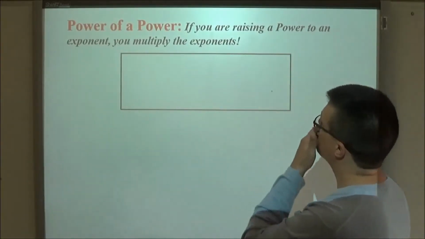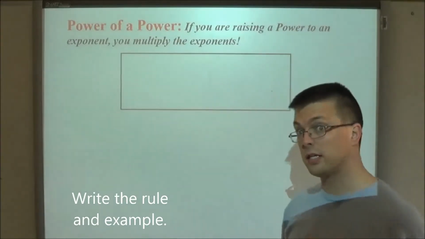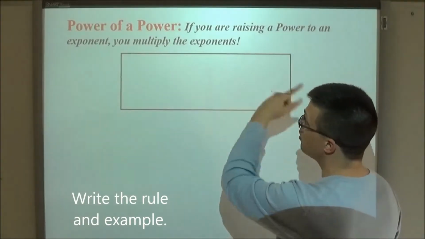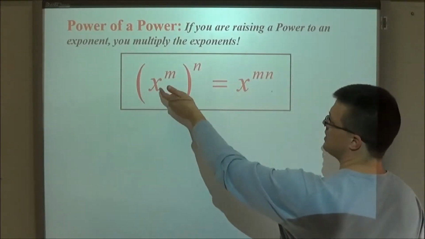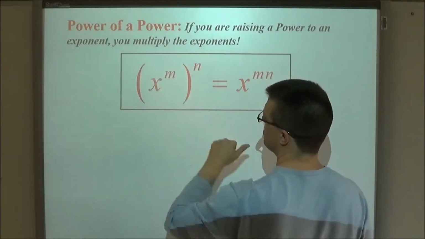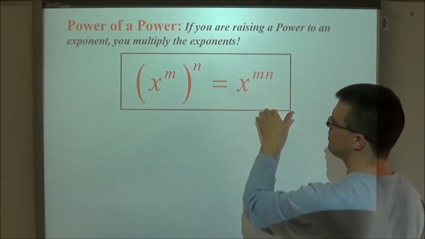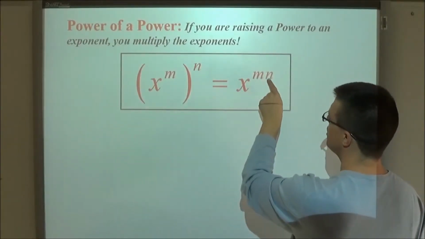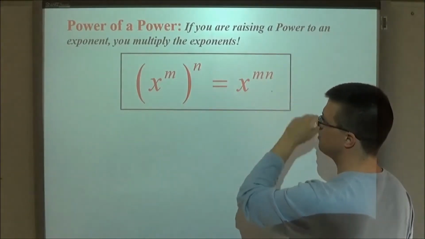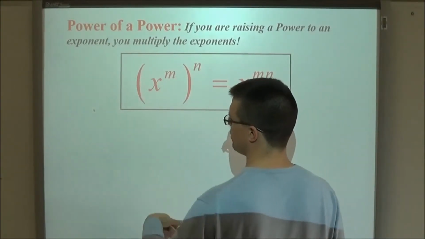So if you're raising a power to an exponent, or you can say a power to a power, or an exponent to an exponent, you multiply your two exponents together. So if you have x to the n power, and that here is being raised to the n power, that means what you can do to find out what exponent should really be on the x is multiply your two exponents and keep your base. So that's basically this rule in a nutshell.